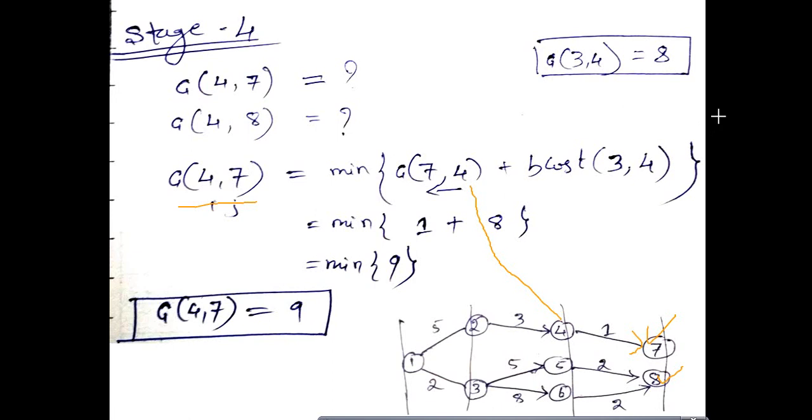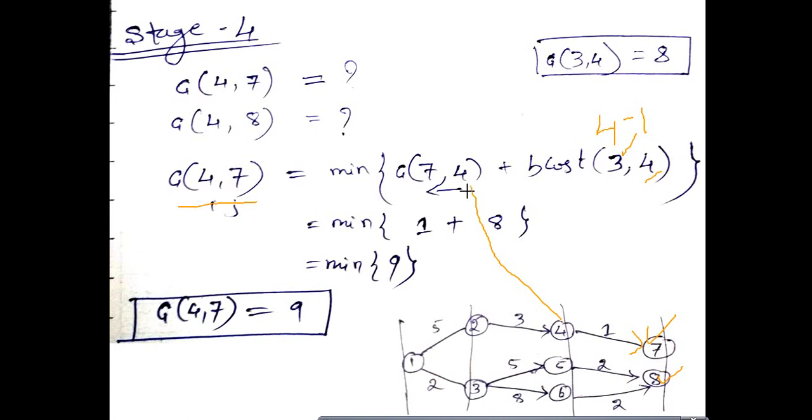Okay. And next backward cost 3 comma 4. Stage is 4 minus 1, how much? 3. And L value is 4, so you have to write 4. And now cost.